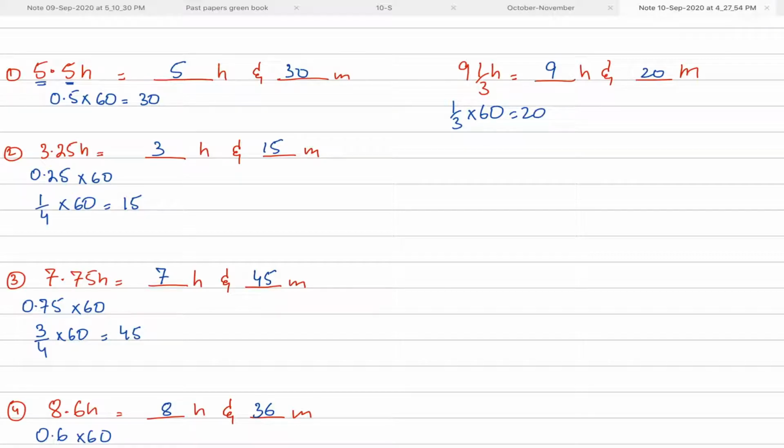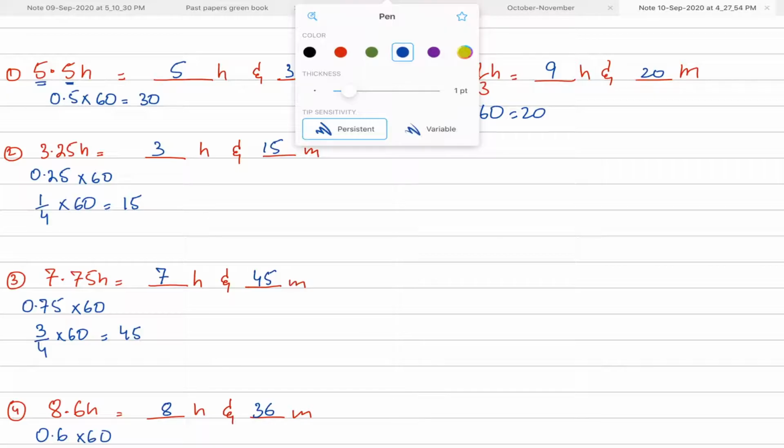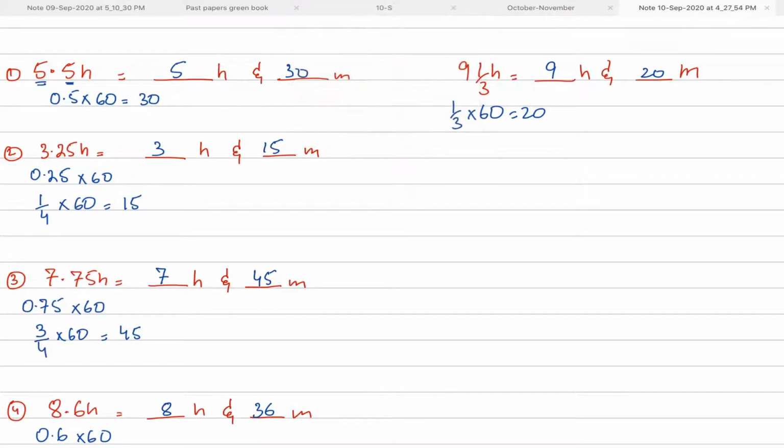Now what if it's the other way around? What if you're given hours and minutes and you are asked to write this in fraction or perhaps in decimal form? So let's see how we can do that. This, by the way, was example number 5. Let's do example number 6.